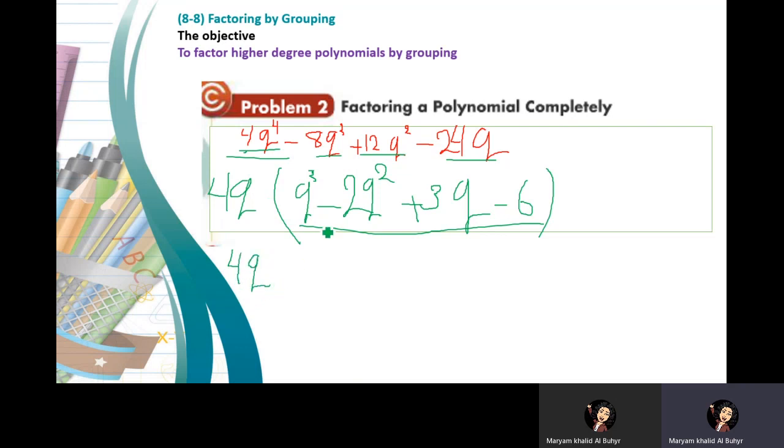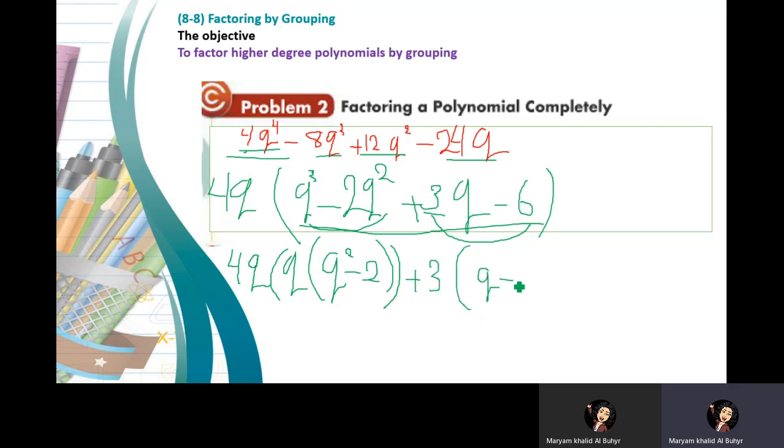Now from this part you will go back to the previous step, the previous problem. So q, and then again look at these two terms together and these two terms together and do exactly the same thing. Here we have the common between them only q. So q, and then the remaining inside is q to the power 2 minus 2. All right. Then here you can see the common between 3 and 6 is 3. What is the remaining? Q minus 2. Great. That's what I need.